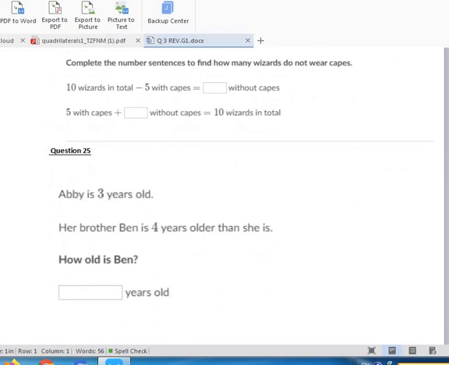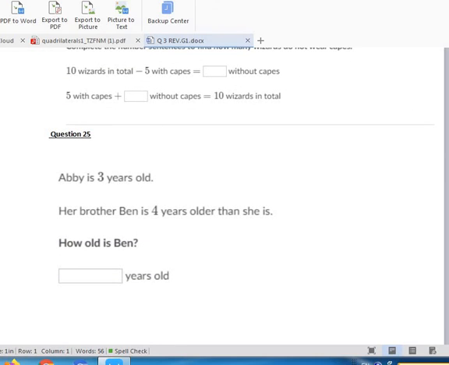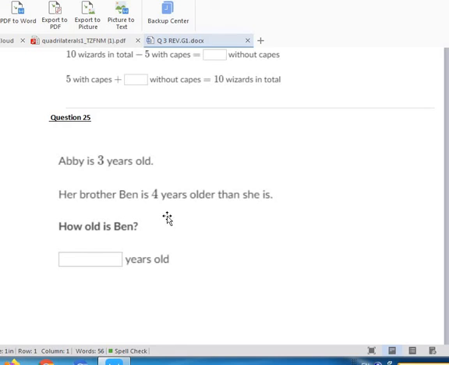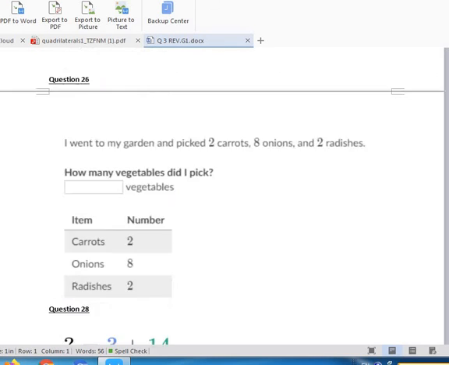Question 25. Abby is 3 years old. Her brother Ben is 4 years older than she is. How old is Ben? Abby is 3 and Ben is 4 years older. We did this before. 3 plus 4 will give you 7. Ben is 7 years old.